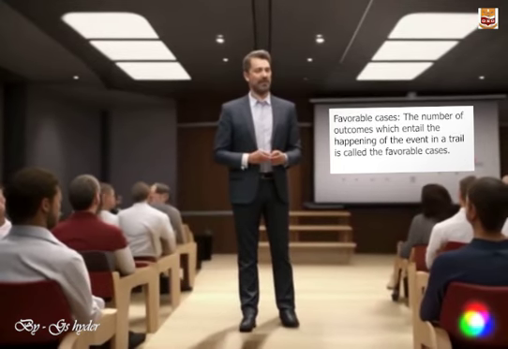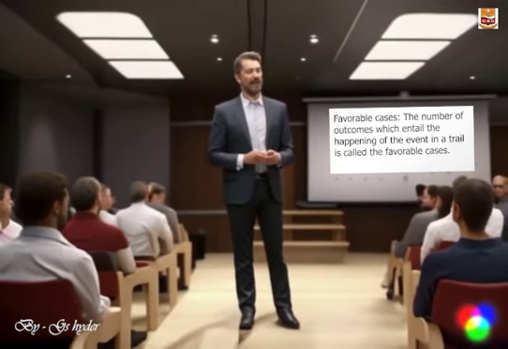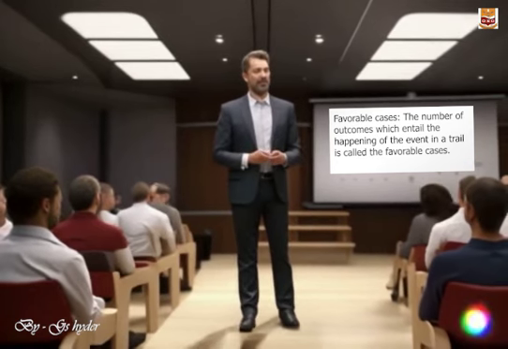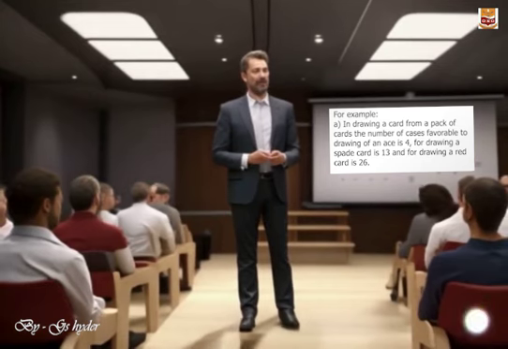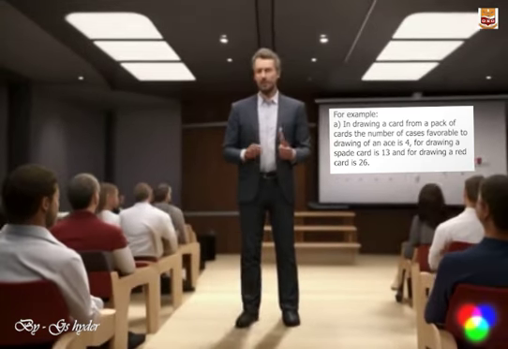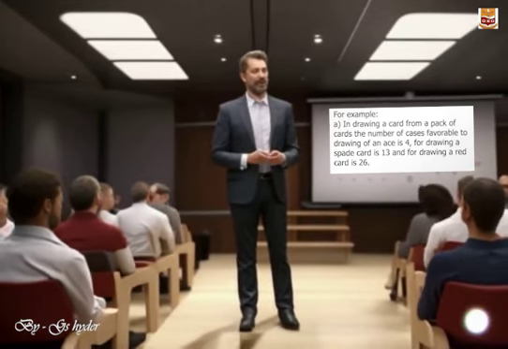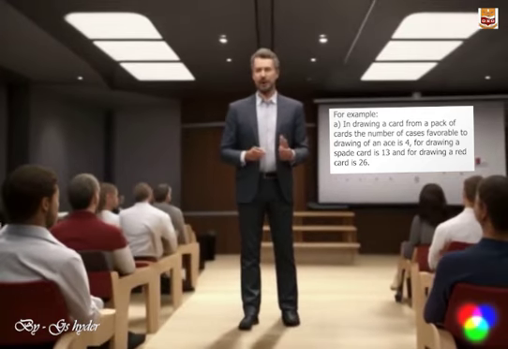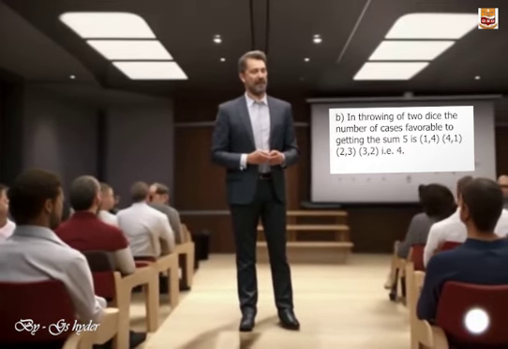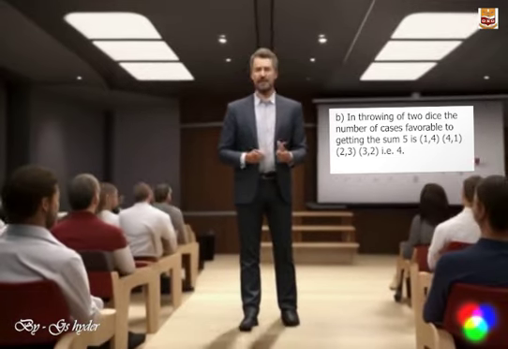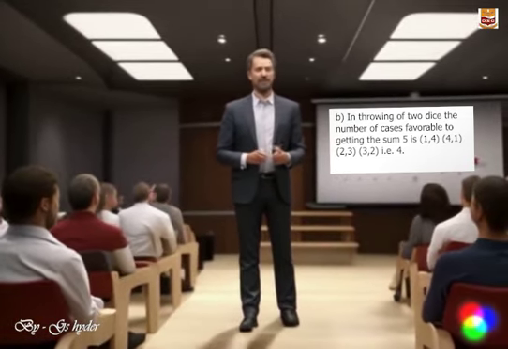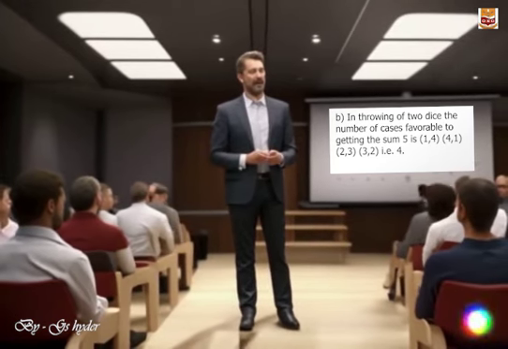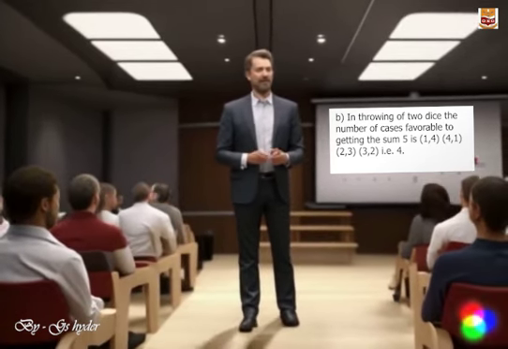Favorable cases. The number of outcomes which entail the happening of the event in a trial is called the favorable cases. For example, A. In drawing a card from a pack of cards, the number of cases favorable to drawing of an ace is 4, for drawing a spade card is 13, and for drawing a red card is 26. B. In throwing of 2 dice, the number of cases favorable to getting the sum 5 is (1,4), (4,1), (2,3), (3,2), that is 4.